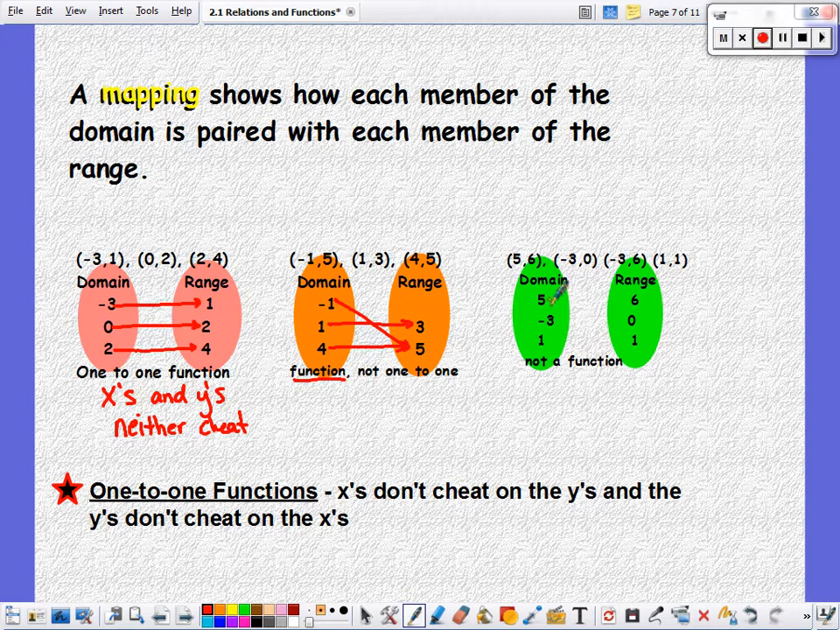Over here, what you notice is we have 5 goes to 6. We have -3 goes to 0. We have -3 goes to 6. And then we got 1 goes to 1. There's your cheater right there. Okay, you got an x that's going to 2 y's, not a function. And so that's how we can identify, by definition, if it's a function. And a one-to-one function is where the x's don't cheat and the y's don't cheat either.